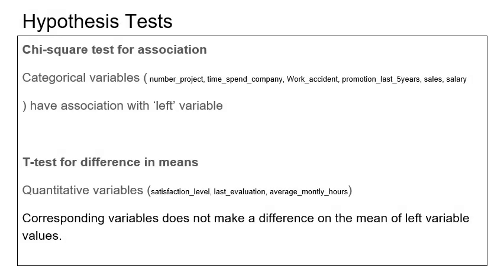A chi-square test for association was conducted, and we found that the categorical variables such as number project, time spent company have association with the left variable, which means that this relationship is worth investigating. And we have also done a t-test for difference in means, and we found that all the quantitative variables like satisfaction level and last evaluation have no association with the left variable.